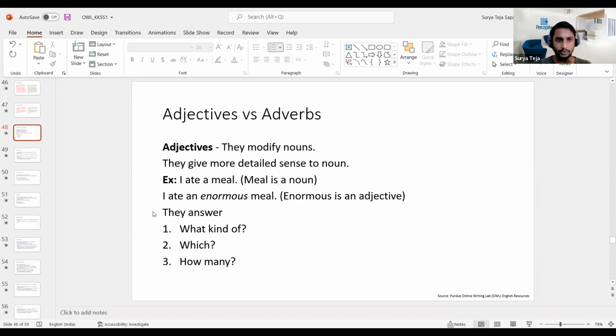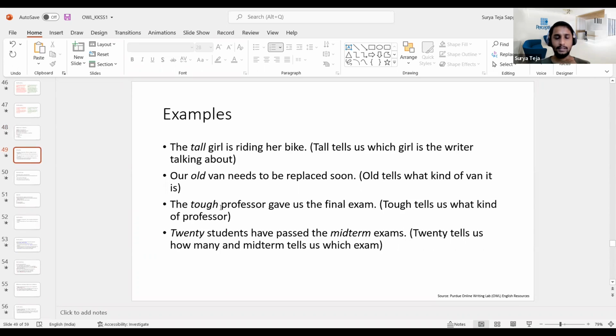I'll give you more examples of this. If you see, the tall girl is riding her bike. Here, tall is an adjective. It is talking about the noun. If you simply say the girl is riding her bike, the reader or the one who is listening might have another question: which girl? Is it a tall girl, or is it a short girl? They still need more detailed information about the noun we are using. So here, tall acts as an adjective which helps us get a more detailed sense about the noun.